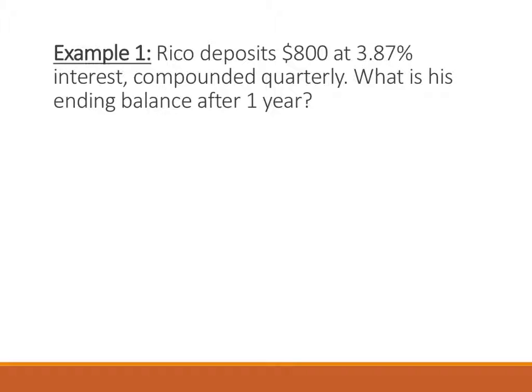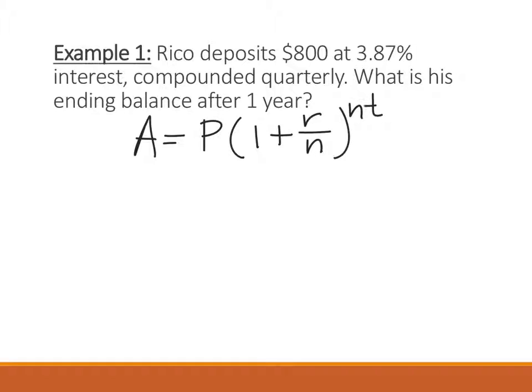Let's try example number 1. Rico deposits $800 at 3.87% interest compounded quarterly. What is his ending balance after 1 year? To figure this out, I'm going to use the compound interest formula. A equals P times 1 plus R over N to the NT power. In this formula, P stands for principal, R stands for interest rate, N stands for the number of times I'm compounding in a single year, and T stands for time.